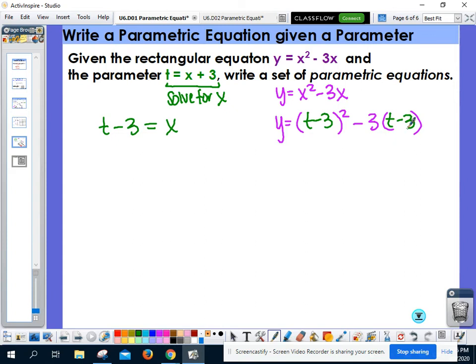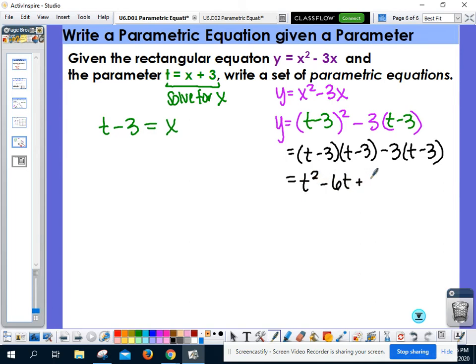Just like we did before, we're going to put this in standard form, so we're going to FOIL it, expand it fully, and I end up with t squared minus 6t plus 9. Distribute the negative 3 through, you get minus 3t plus 9. So we get y equals t squared minus 9t plus 18.